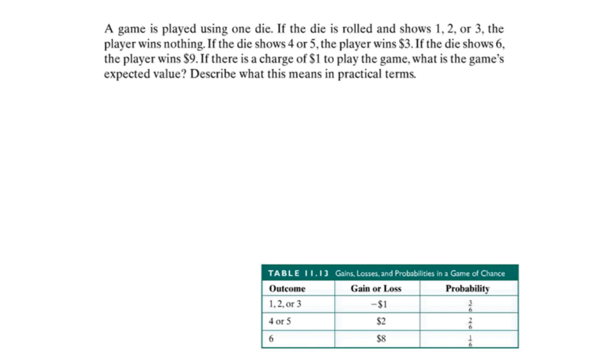A game is played using one die. If the die is rolled and shows a 1, 2, or 3, the player wins nothing. If the die shows 4 or 5, the player wins $3. If the die shows 6, the player wins $9.